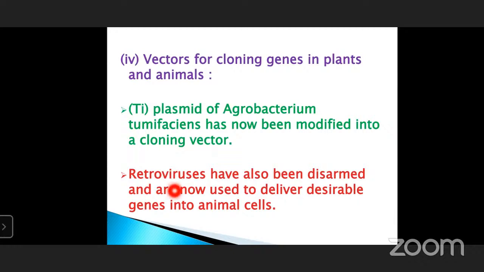In the case of animal cells, retroviruses are used as vectors. The pathogenicity of the retroviruses is suppressed, and they are used as vectors in animal cells in the gene transfer mechanism.